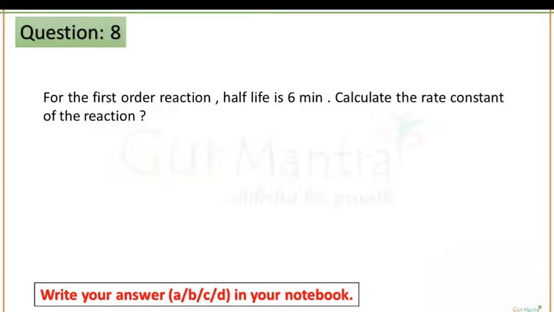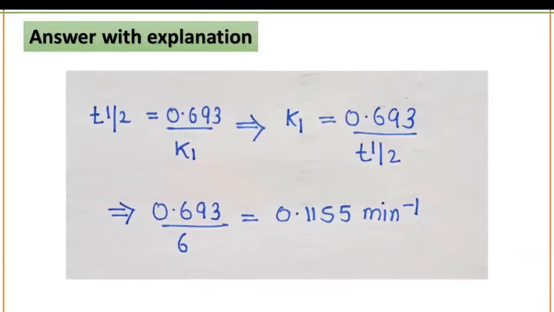Time up guys. The correct solution for this question is this. As you know, t half is equal to 0.693/K for the first order reaction. And in this question you have to calculate the value of K, the rate constant. So K = 0.693 divided by t half. When you put the value of t half that is given, that is 6 minutes, you will get the correct answer as 0.1155 minute inverse, the value of the rate constant.